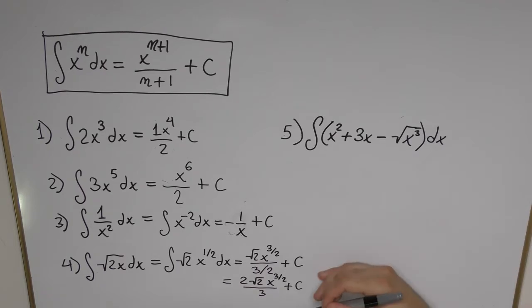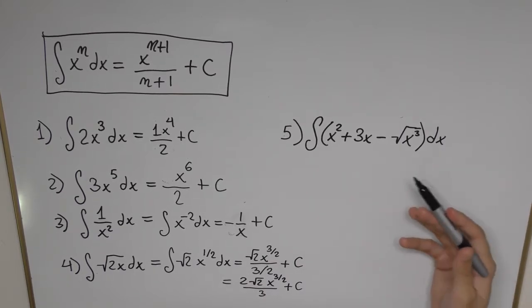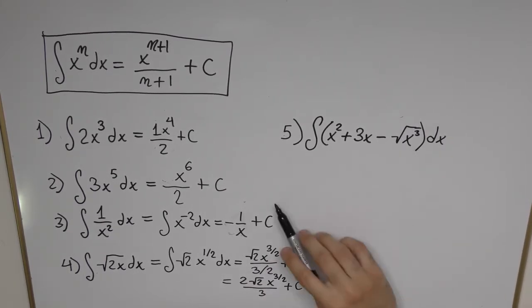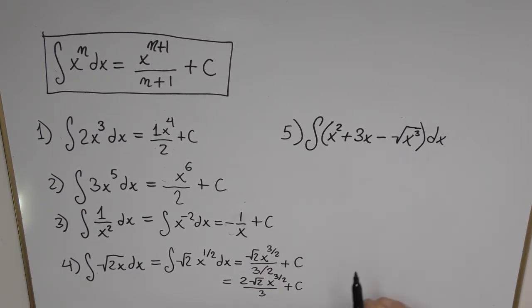Now that we know how to integrate all these different types of functions, we can ask the question, what happens when you have some kind of compound polynomial like this one? So you have a bunch of terms added together. How does the integration actually happen in this case?